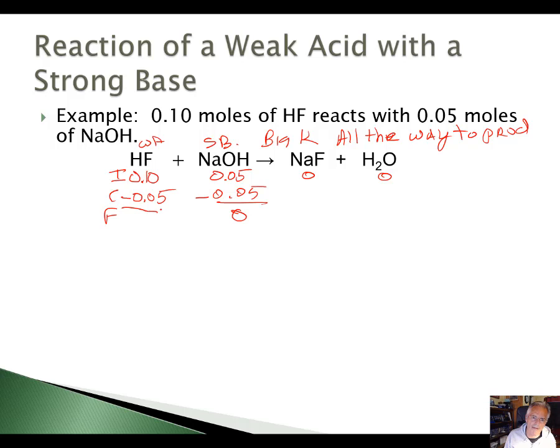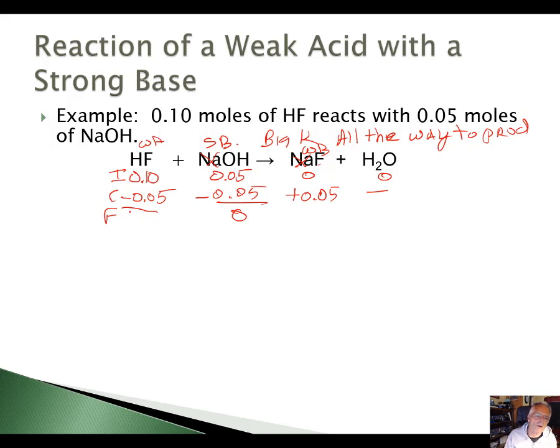We're still going to have some HF. We'll also have 0.05 molar of this weak conjugate base. Remember, we don't care about the sodium cation, but we do care about that fluoride anion. It's the conjugate weak base to this weak acid, and we don't care about the water. The water is a neutral conjugate acid, and as a neutral acid, it doesn't have any impact on the pH. So we can ignore that.